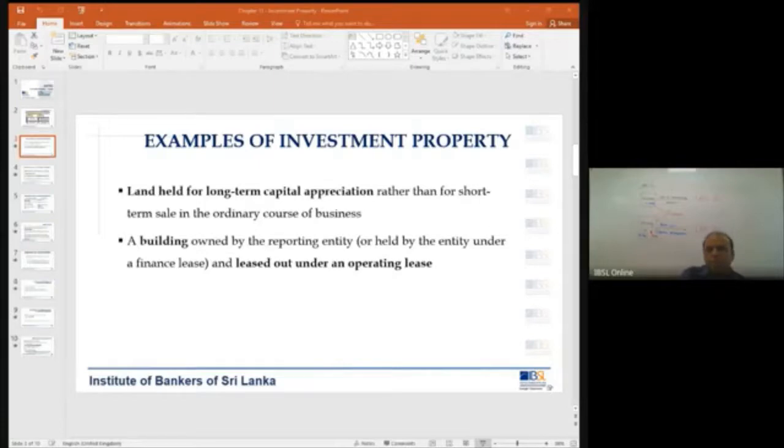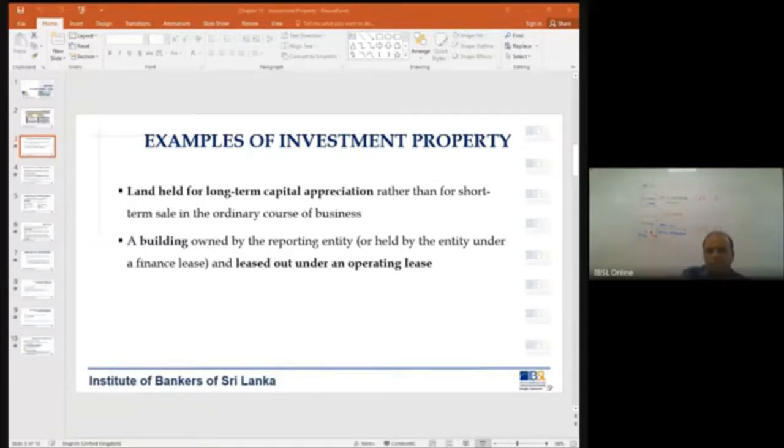Now, let's look at the recognition of investment property. So investment property should be recognized as an asset when two conditions are met. And by the way, these conditions you already know. It is probable that the future economic benefits that are associated with the investment property will flow to the entity. Secondly, the cost of the investment property can be measured reliably. So I think it is the same thing we learned under LKS 16 also, right? When you should recognize a PPE, it is the same conditions that we had there.